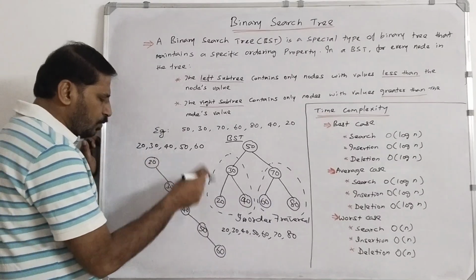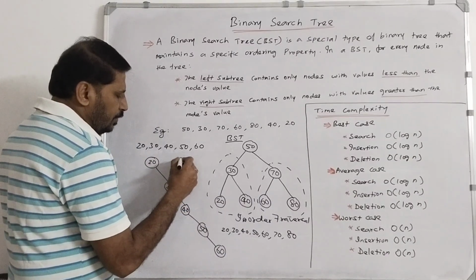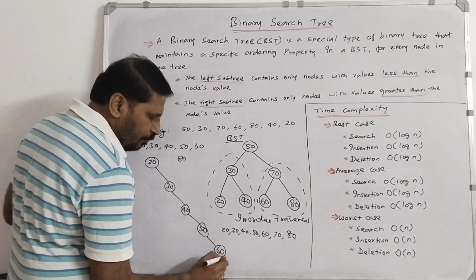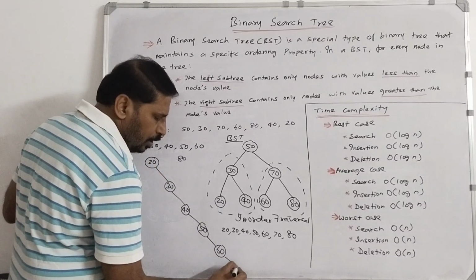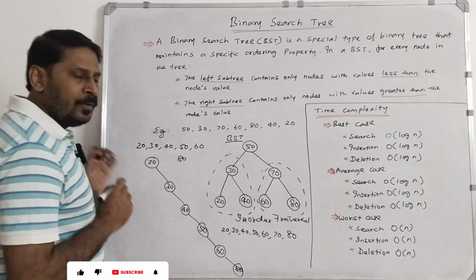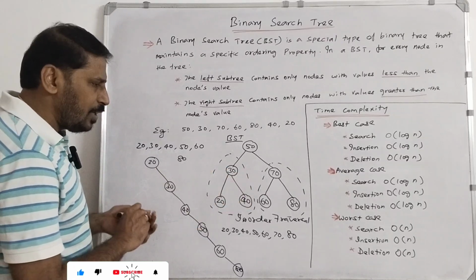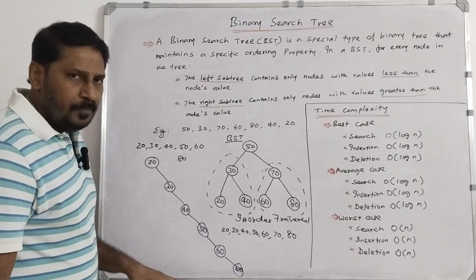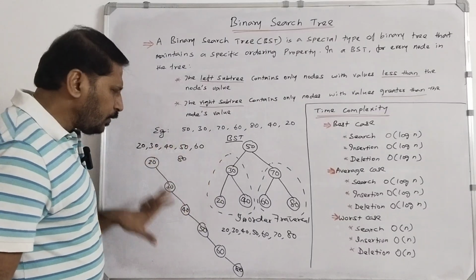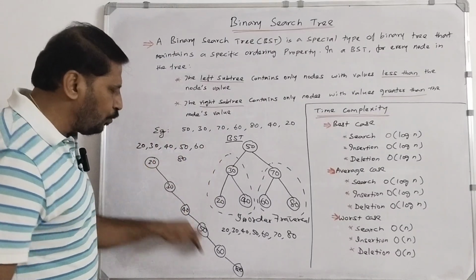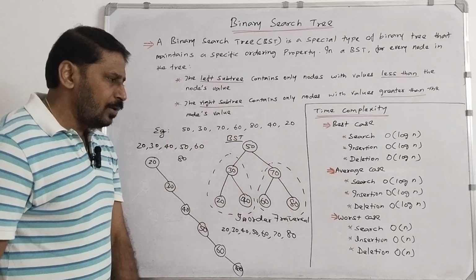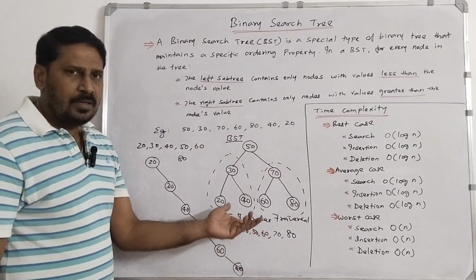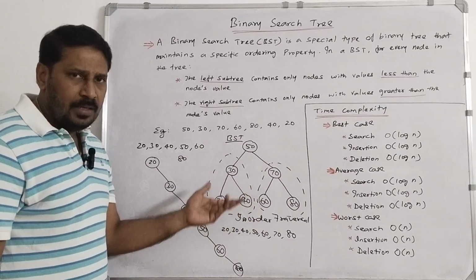Suppose I want to insert one number, say 80. We go through all the numbers, and after 60, 80 is added here. So the insertion operation takes big O of n time. So whenever the tree is a skewed tree, it comes under the worst case. I hope you understand the logic of binary search tree.